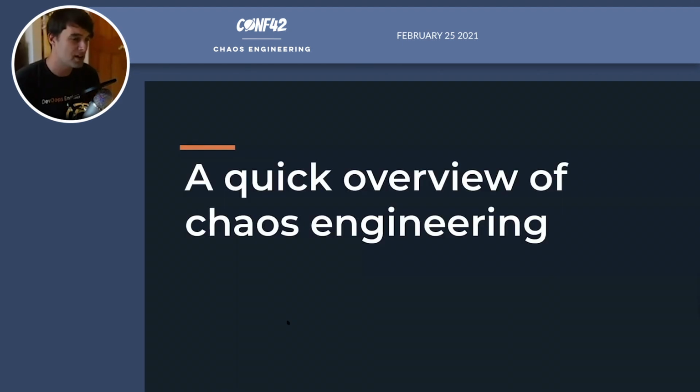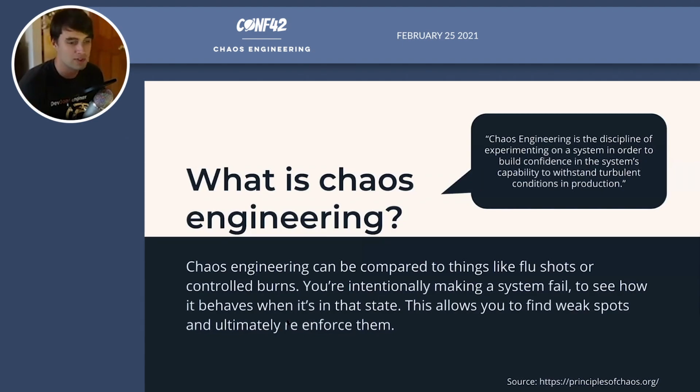So a quick overview of chaos engineering. We're going to start off with a quote. This comes directly from principlesofchaos.org, but it says, chaos engineering is the discipline of experimenting on a system in order to build confidence in the system's capability to withstand turbulent conditions in production.